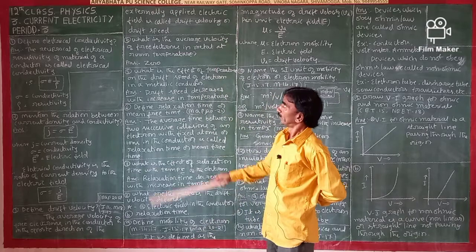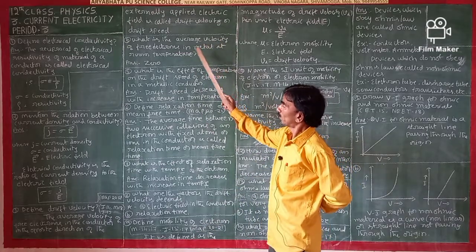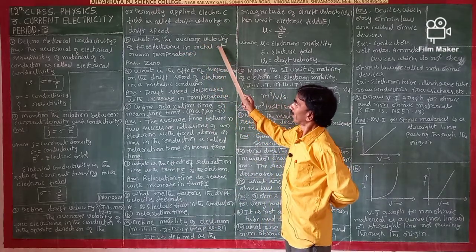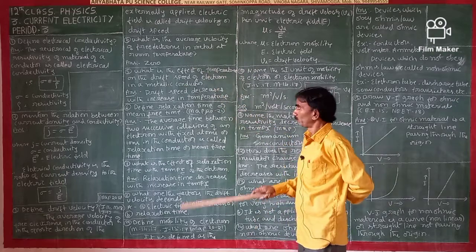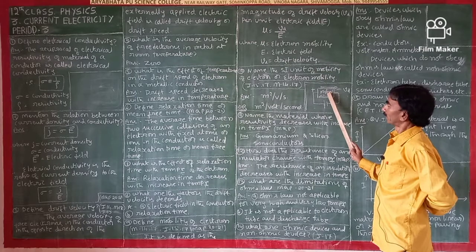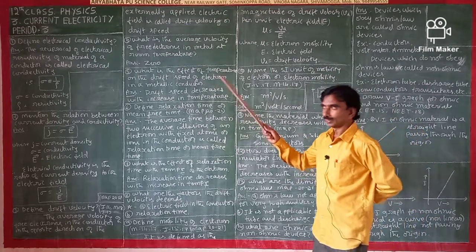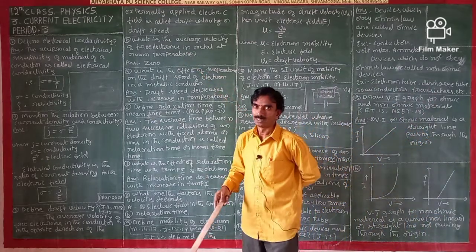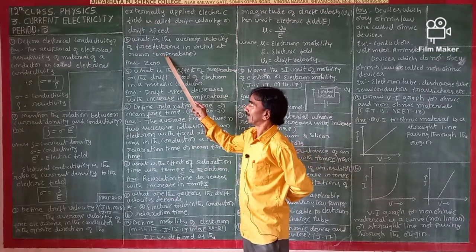Then, what is the average velocity of free electrons in metal at room temperature? At room temperature, when no electrical field is applied, it is 0. I have explained this same question in the previous class. Once again I am recalling it.